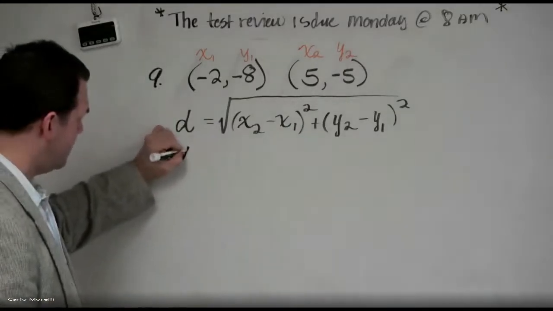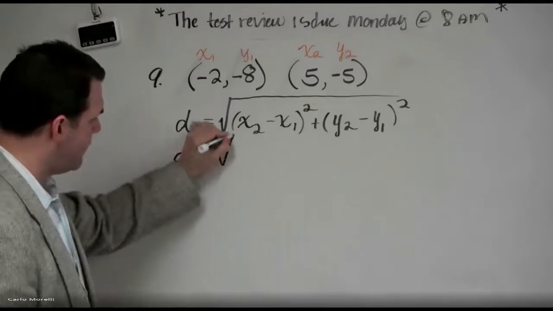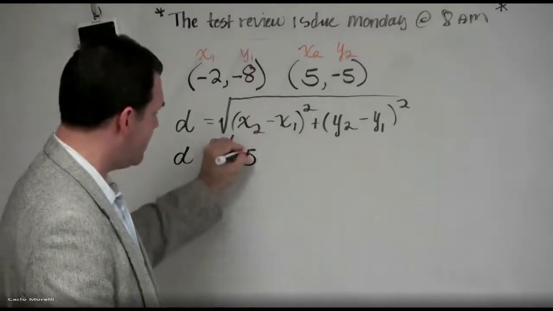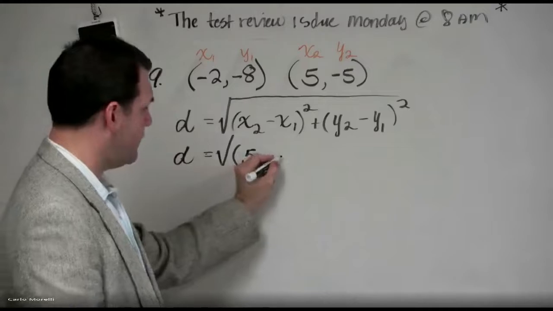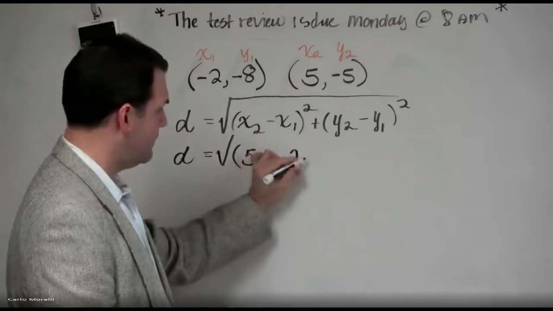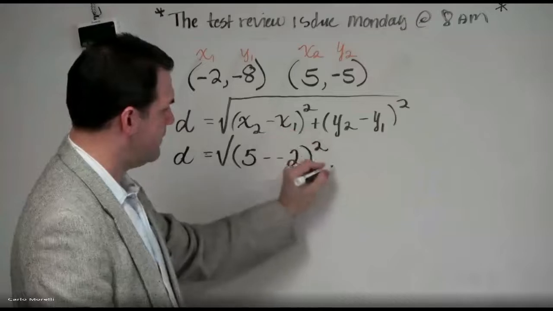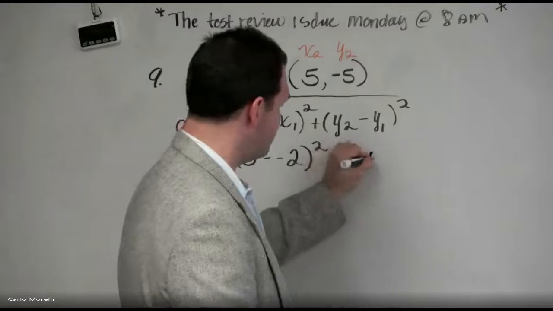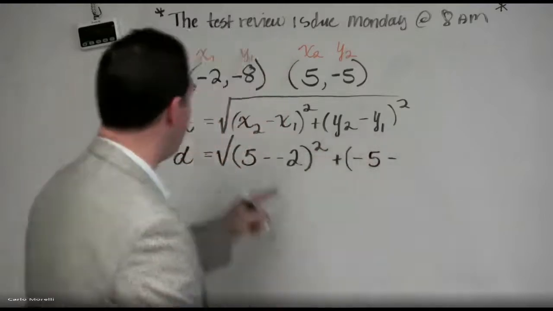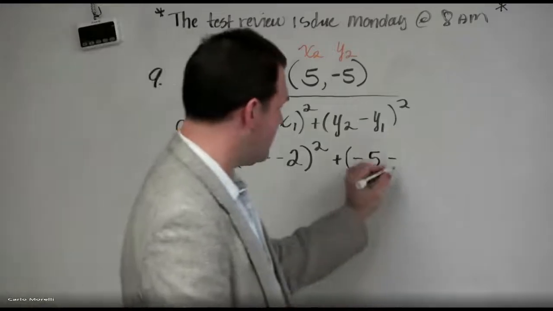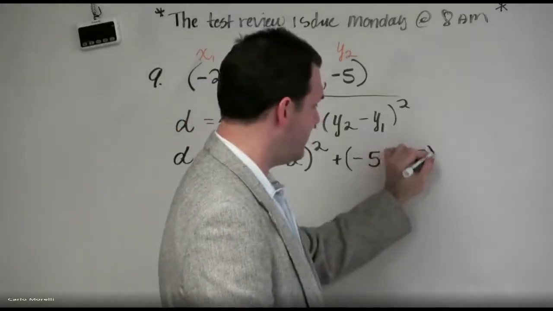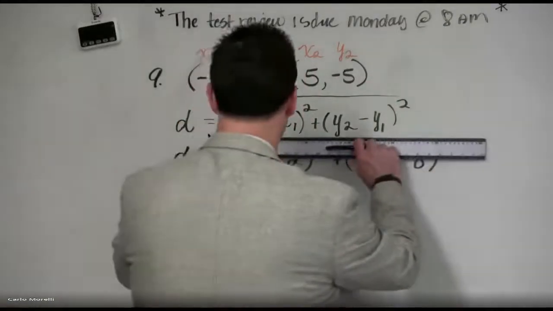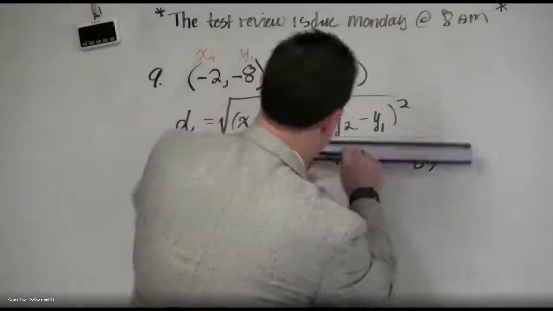So d equals the square root of, open parentheses, x2 is 5, minus x1, which is negative 2. So you're going to have 2 negative signs right there. Close parentheses, squared, plus, open parentheses, y2 is negative 5, minus y1, which is negative 8. So minus negative 8. So another double negative there. Close that parentheses, squared, and huge radical bar above the top.